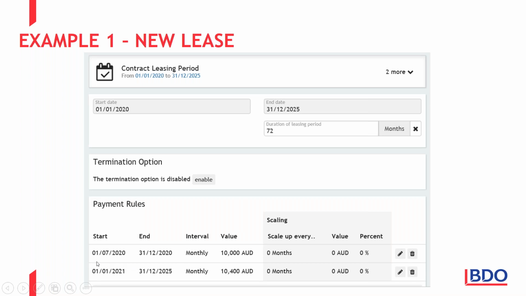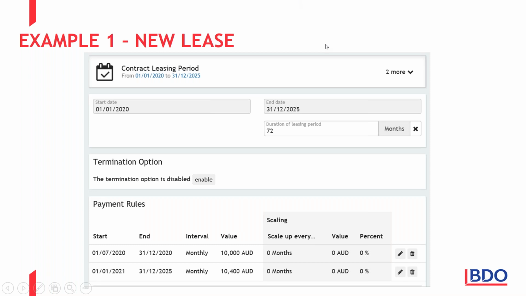And the other thing I want to highlight, you will say to me, Aletta, the lease starts on the 1st of January 2020. However, in my payment rule, my first payment is only on the 1st of July, because remember, the first 6 months, we're making no payments. However, we still have to book a right of use asset and a lease liability on 1 January 2020. So therefore, we'll have to discount those payments to 1 January 2020.